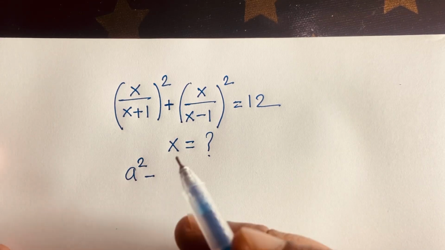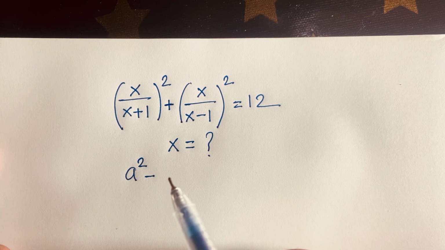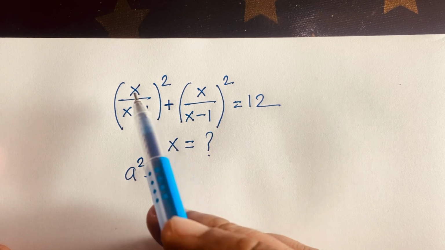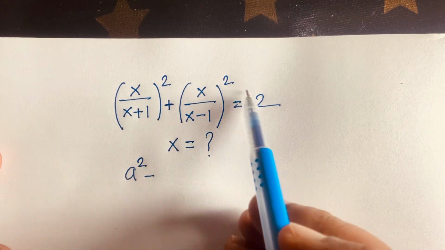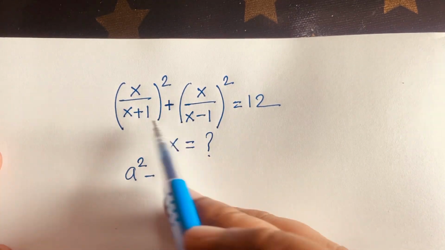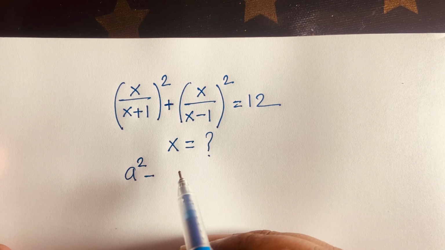Hello everyone, in this video we will solve this interesting Japanese math Olympiad question. This question is (x/(x+1))² + (x/(x−1))² = 12, and we will find out what is the value of x in this math Olympiad question.